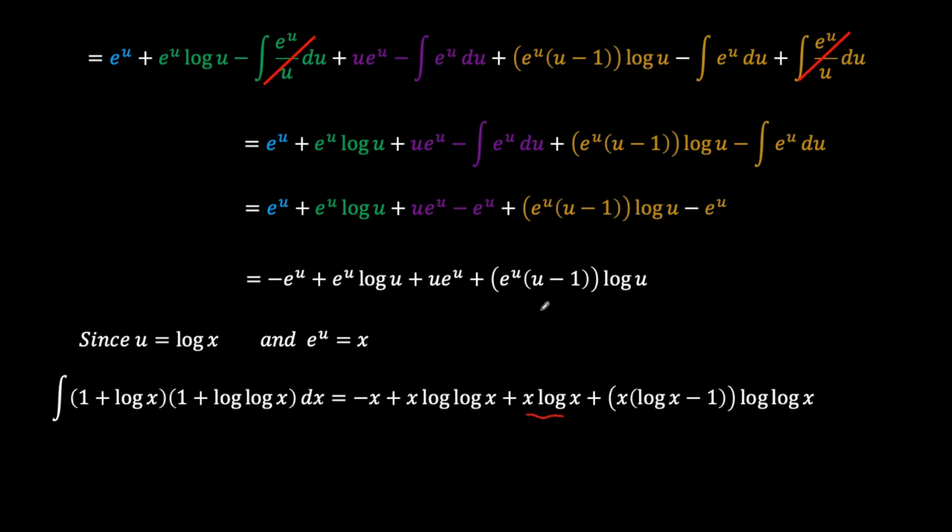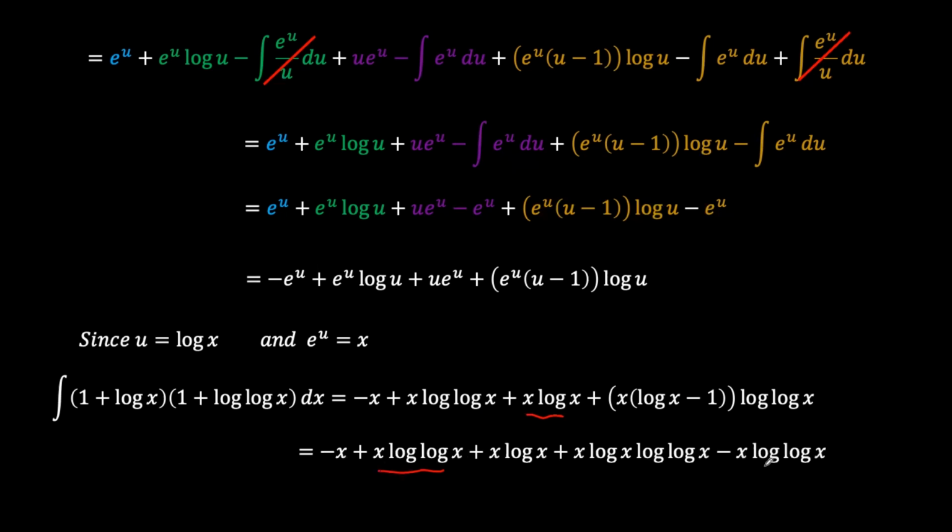And here we have, in place of e to the power u is x, u is log x minus 1, and then log u is the same as natural logarithm of x, since u is natural logarithm of x. So we can expand whatever is in the bracket. So just simplify it a little bit more. And as you can see, this term here is the same as this term, only that the signs are flipped. So we can cancel those terms out, right?